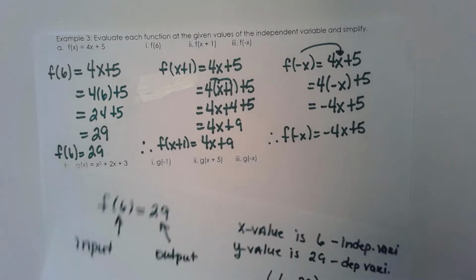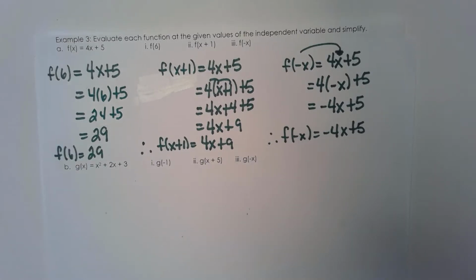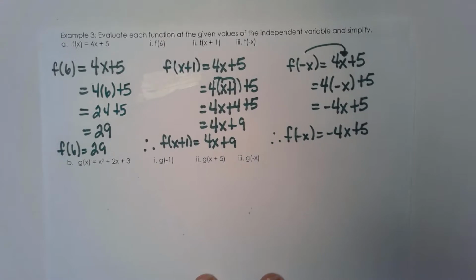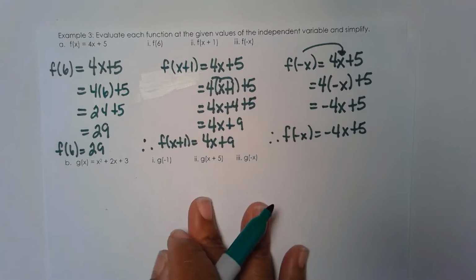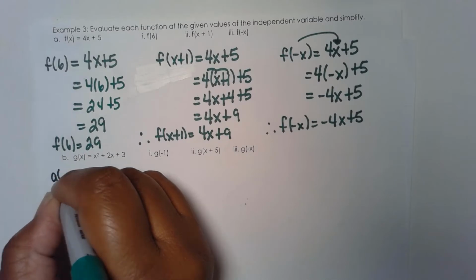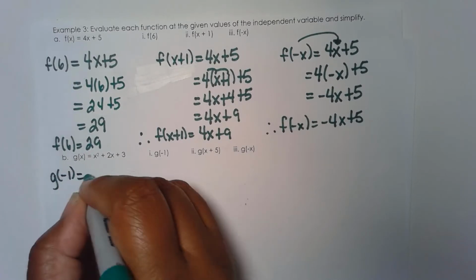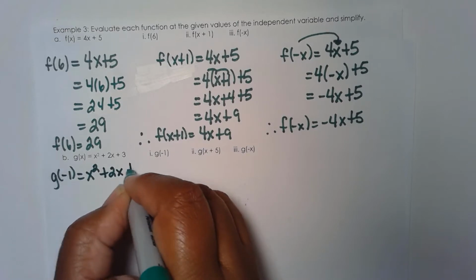Let's finish out this page. We have a function g. It says evaluate g of x equals x squared plus 2x plus 3. Find g of negative 1, g of x plus 5, and g of negative x. So let's do each one. G of negative 1. So where we see x, we're going to plug in negative 1.